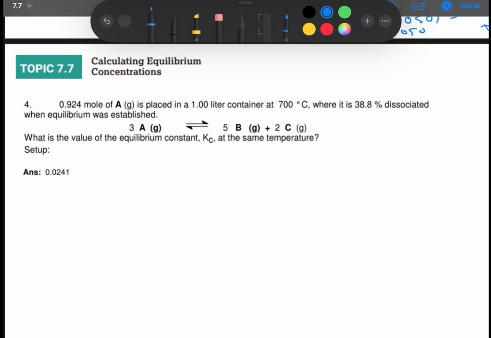First of all, you have to look at your equation here. You have 3 moles of A, that this is here to give you 5 moles of B and 2 moles of C, and all of these guys are in aqueous form.